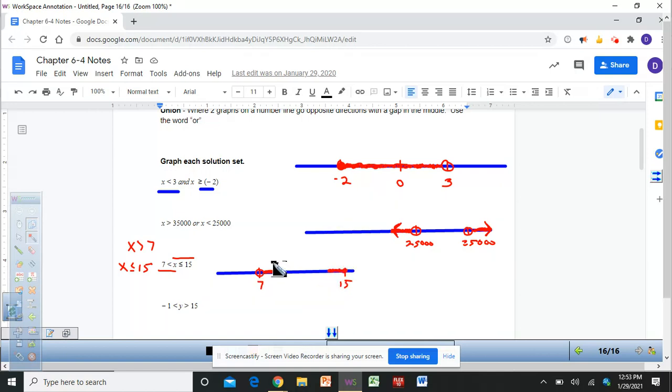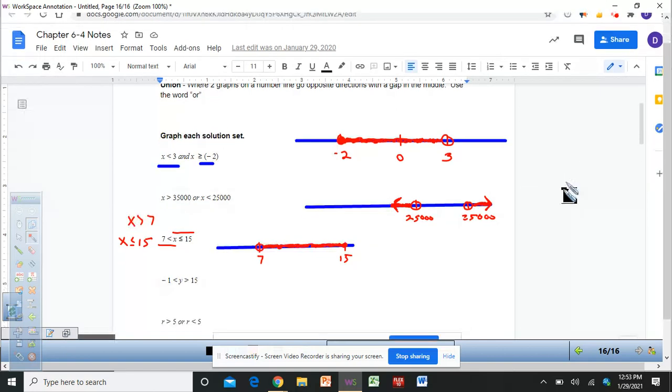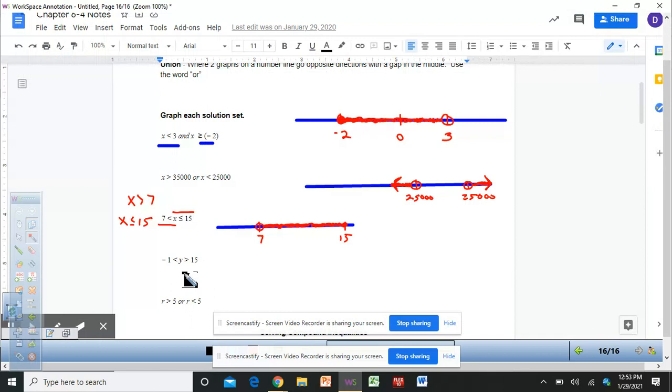So these two graphs, if I keep them going, are going to eventually overlap each other, which is totally fine. That's what we want. So that is what my graph is going to look like. Okay, same thing on a problem like this. y is going to be greater than -1, and y is going to be greater than 15. So I'm just going to do two separate graphs on the same one.